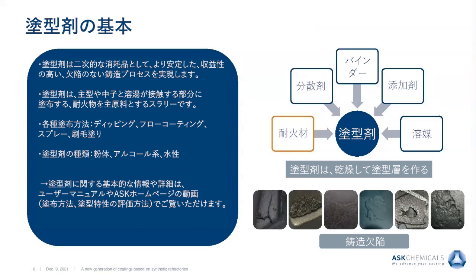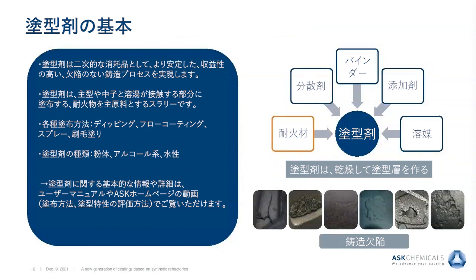Coatings are secondary consumables which provide you as a foundry man with a more stable, profitable, and defect-free casting process. Why is that the case? Because the raw materials and the process have some variations, and this leads to an unstable process. As you see on the bottom, you can have casting defects like veining, burn-in, burn-on, scabbing, gas defects, or even slag defects.